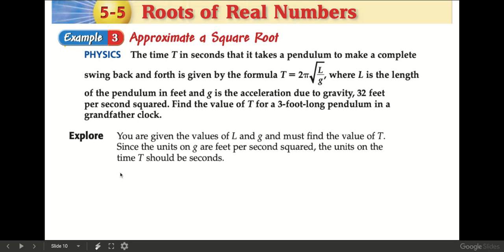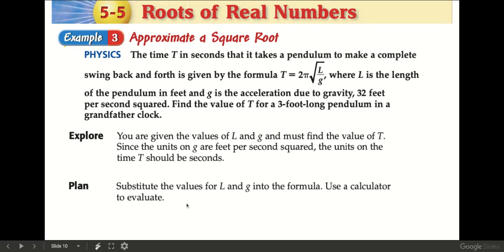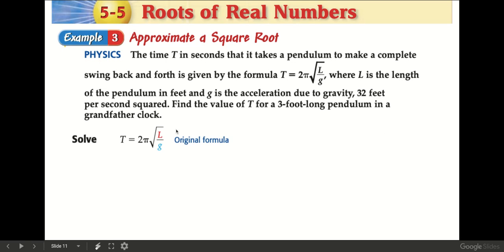First, exploring: you're given the values of L and g and must find the value of t. Since the units of g are in feet per second squared, the units of time t should be seconds. So the plan is to substitute the values for L and g into the formula and then use a calculator to evaluate. Here is the formula. I'm going to substitute my values for L and g. They tell me that L is 3, because it's 3 feet long, and g is 32 feet per second squared, so I'm going to put 32 in there. I substitute my values in, and then I approximate using a calculator.